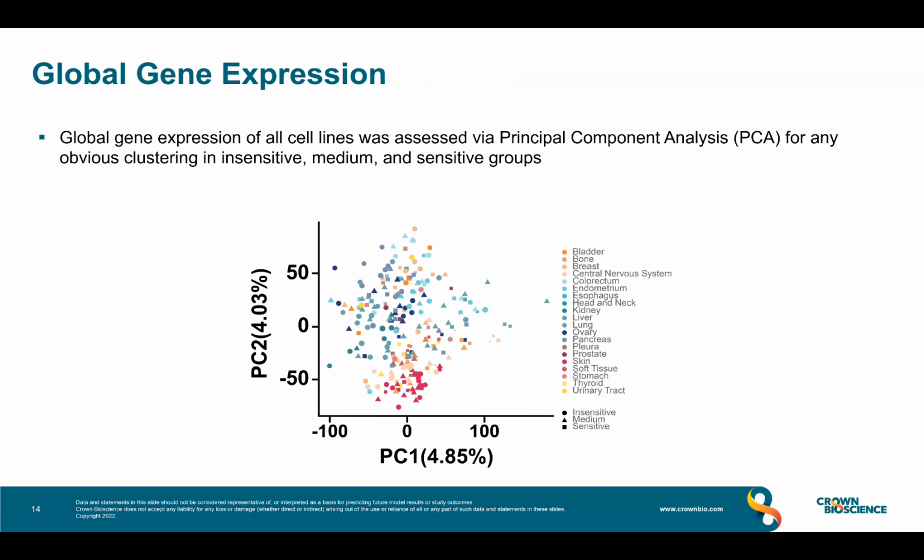Transcriptomic analysis on these solid tumor cell lines indicates that there is no obvious clustering of the sensitive, medium, and insensitive groups that we defined from the in vitro outcome, based on expression of all 20,000 human genes. So specific molecular biomarkers need to be found to separate the compound efficacy.